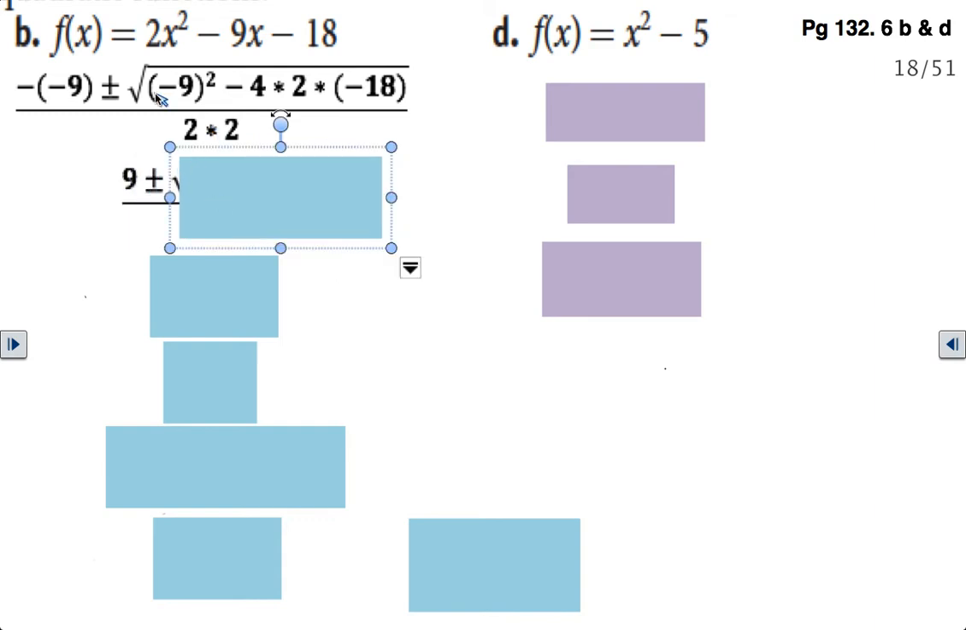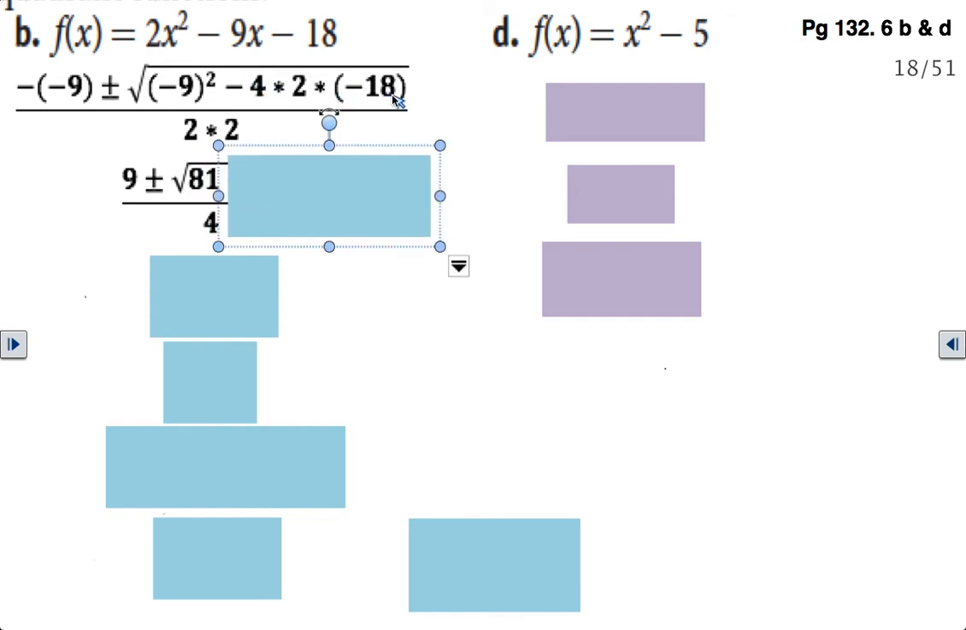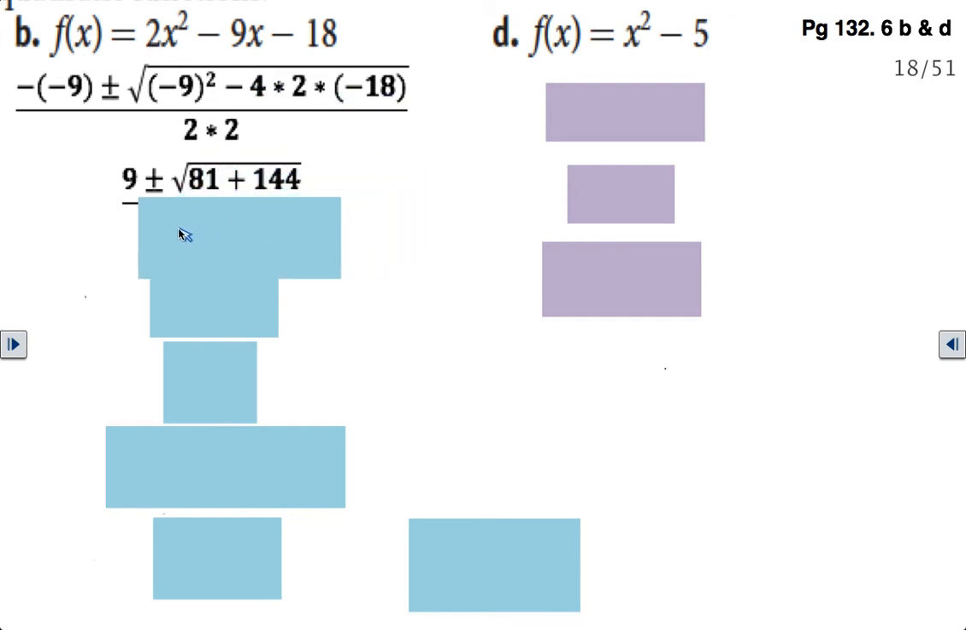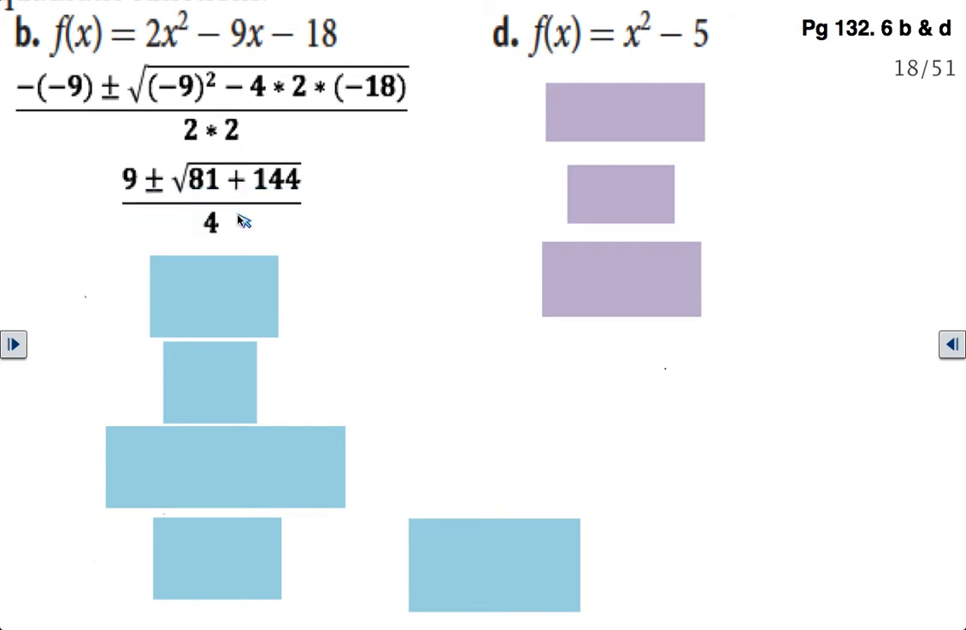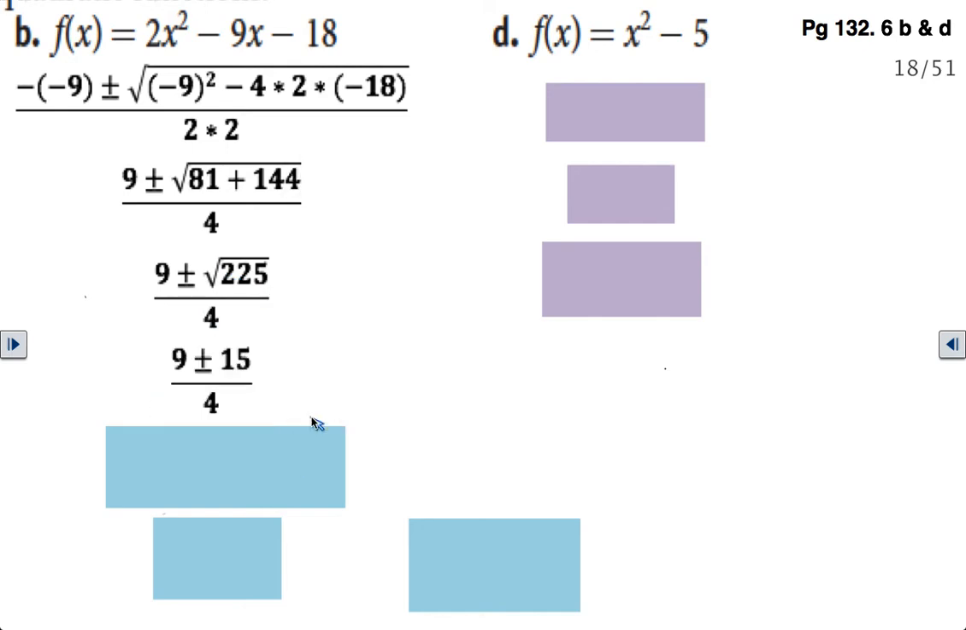And then you have negative 9 squared is 81. And then if you multiply all these together, you get 144. And then in the denominator, you just have 2 times 2 just gives you 4. You can keep on simplifying it, add the 81 and the 144 together. That gives you 225 under the square root symbol. Go ahead and see if you can get what the square root of 225 is. And you end up with, I think, 15. Yeah. Square root of 225 is 15.